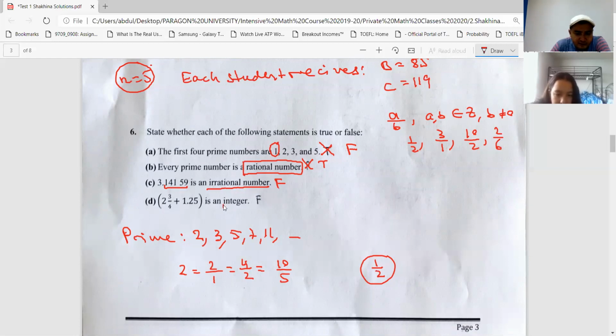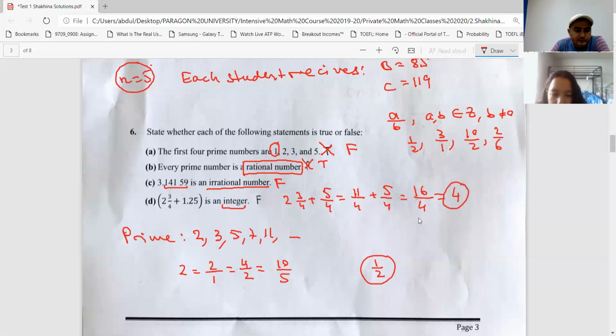It says it is an integer. But to answer this question first, we have to simplify this. If you simplify here, 2 3/4 plus 1.25. What is 1.25? 5/4. So now simplify this. Change this mixed number into an improper fraction. 2 times 4, 8. 8 plus 3, 11/4 plus 5/4. 11 plus 5, 16 over 4. What is 16/4? That's equal to 4. So now, is 4 an integer? Yes. Yes, it is true.